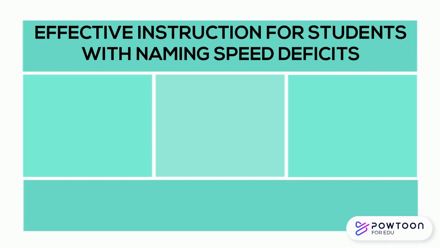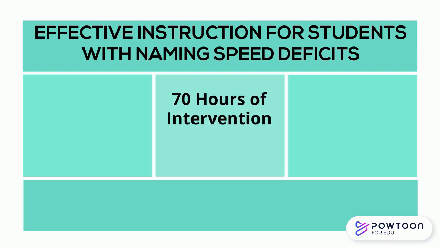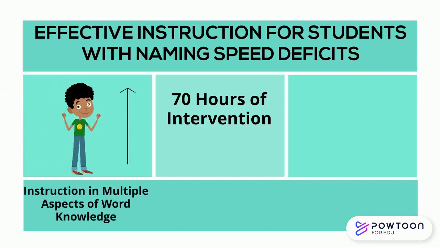Efficacy studies that examine the impact of 70 hours of intervention on students with reading disorders found that students made better gains in their oral reading fluency when their instruction included the multiple aspects of word knowledge as compared to instruction that was phonics only.